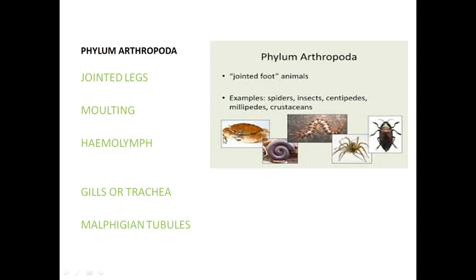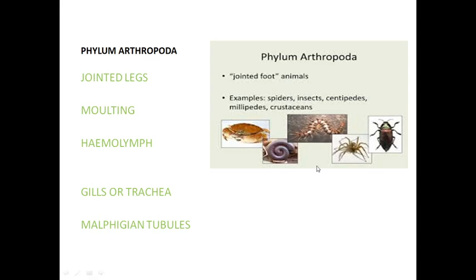Exoskeleton, as in a crab, is the outer layer. It is made up of chitin, and it is shed periodically as the animal grows. As the size of the animal increases, the exoskeleton falls off and a new one is formed, which is called molting. The body cavity is a hemolymph. Respiration is done by gills or trachea. And the excretory organs are Malpighian tubules or glands.